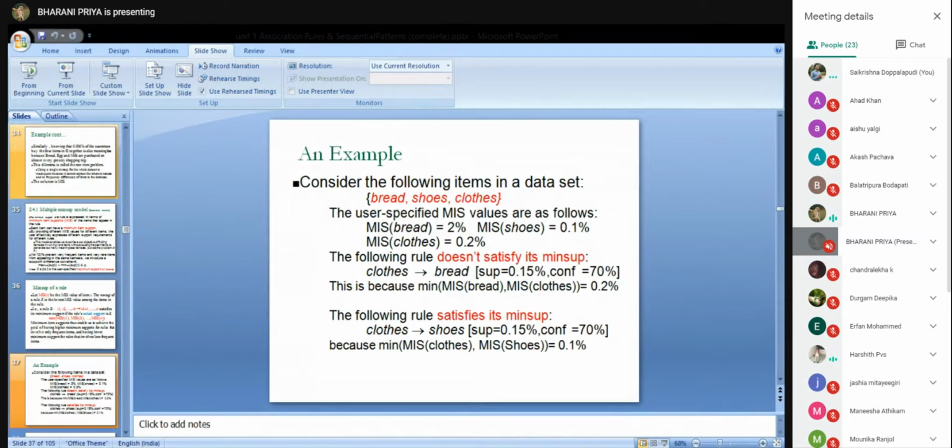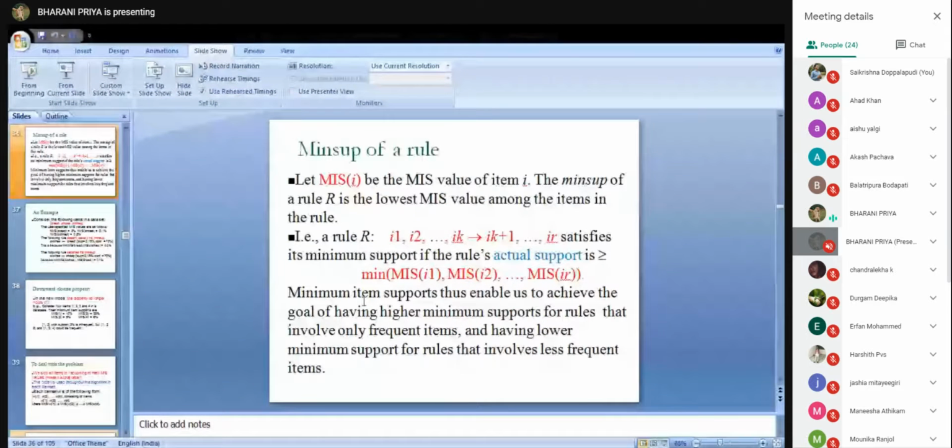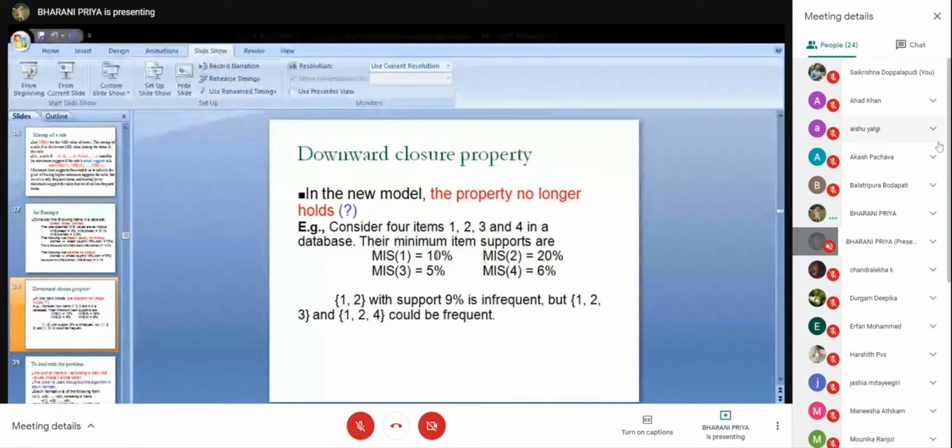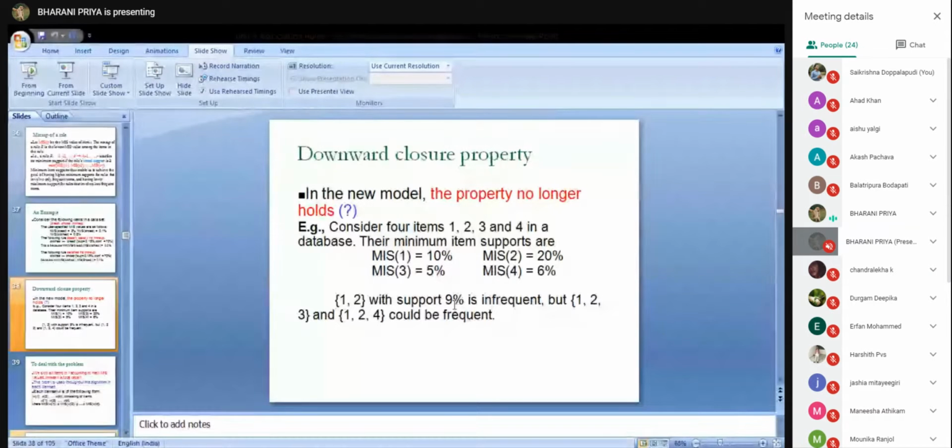Taking the minimum value, okay, the MIS values of 1 and 2, the minimum of these is 10%, right, which is greater than 9%, so we cannot take this. Have you understood? Shall I repeat?